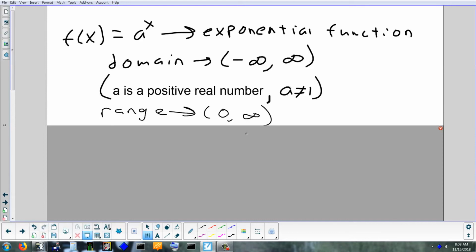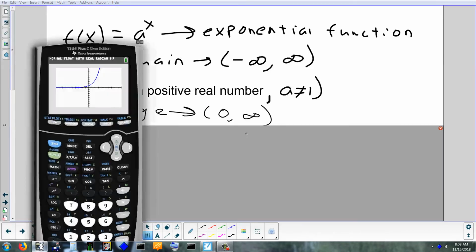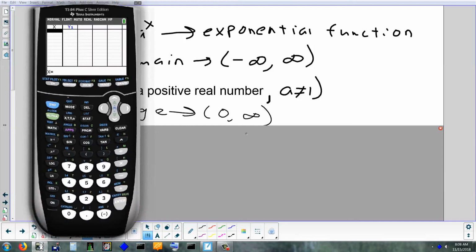Okay, we already said this on the other page, that a is a positive real number not equal to 1. So I already said that. Okay, so range is 0 up to infinity. If you're not sure if it reaches 0, just go on your table and plug in some negative numbers and see what happens. You get 9.8 times 10 to the negative 4th power.